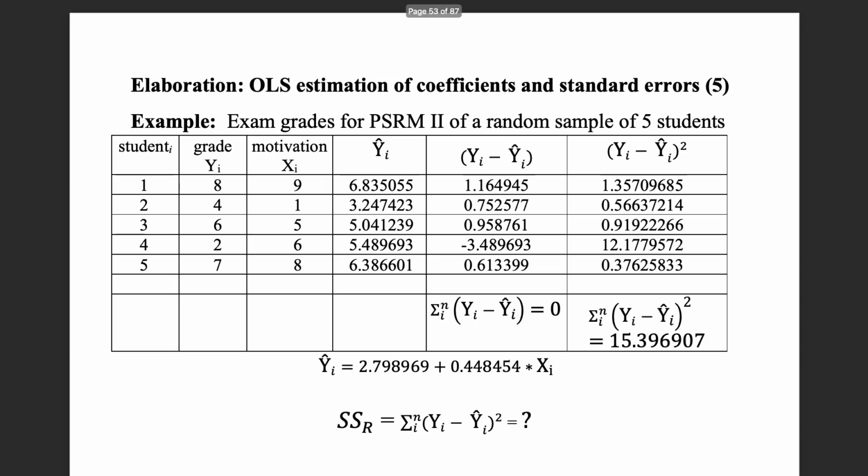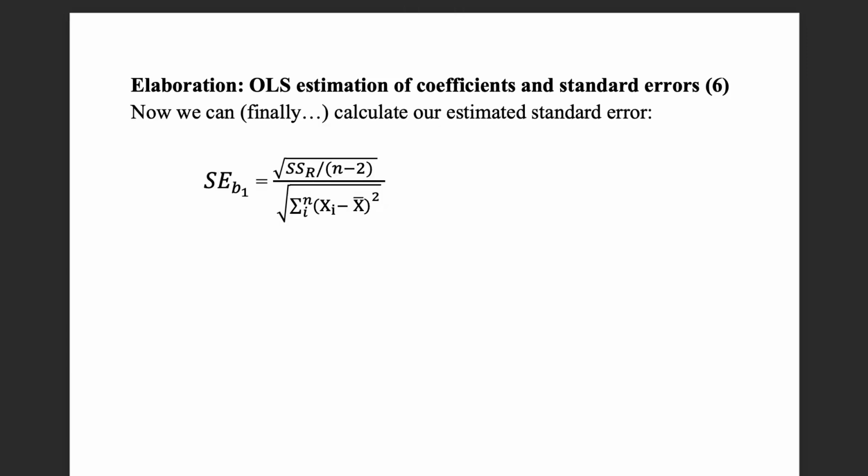And once we have all of those, we can calculate the sum of all these squared residuals, the residual sum of squares, which works out to be 15.396907. So now we know the residual sum of squares, which is about 15.4 roundabout. So now, finally, we can calculate our estimated standard error, because now we have all the ingredients that are in that formula for our estimate of the standard error, because now we also know SSR.